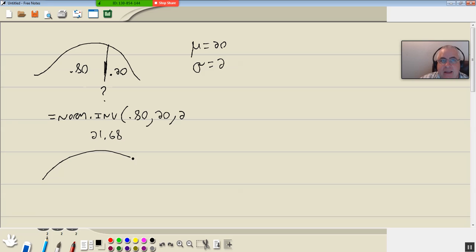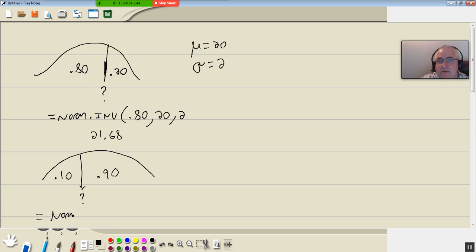Now in some cases, they may give you the 20%, the area to the right. In some places they may give you the area to the left. They may tell you this is 10% over here. Well, if that's 10%, then this will be 90%. Not that you need that. This is what we're trying to find.